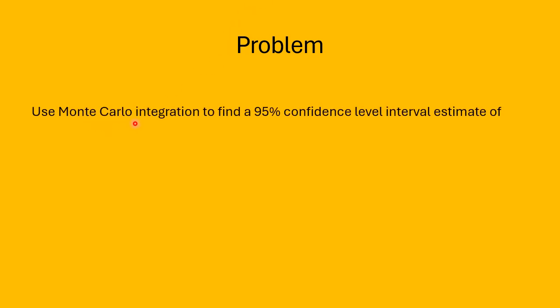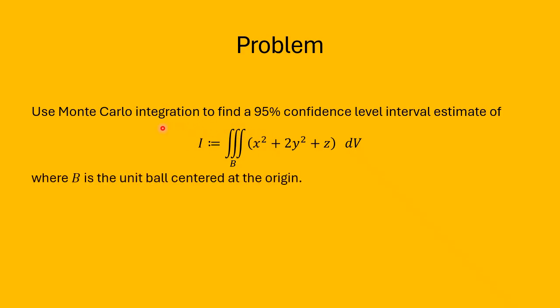We will consider the following problem. We'll use Monte Carlo integration to find a 95% confidence level interval estimate of the following integral: the triple integral over a unit ball of x squared plus 2y squared plus z dv. Whatever this definite integral is, we'll call that number I. B, as I mentioned, is a unit ball, meaning a ball with radius 1 centered at the origin, 0, 0, 0 in rectangular coordinates.